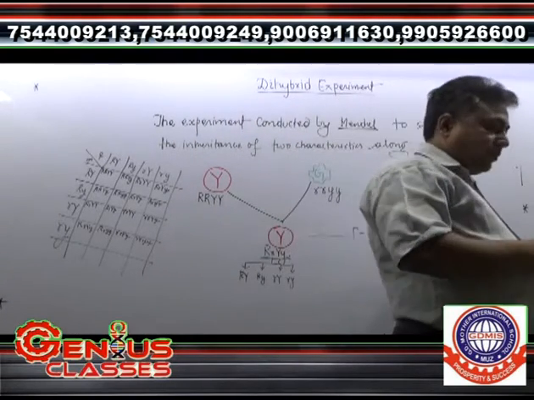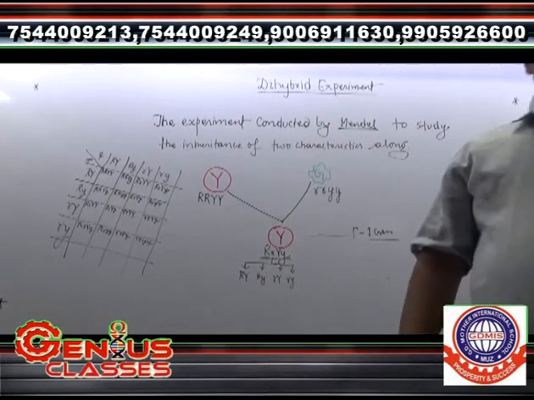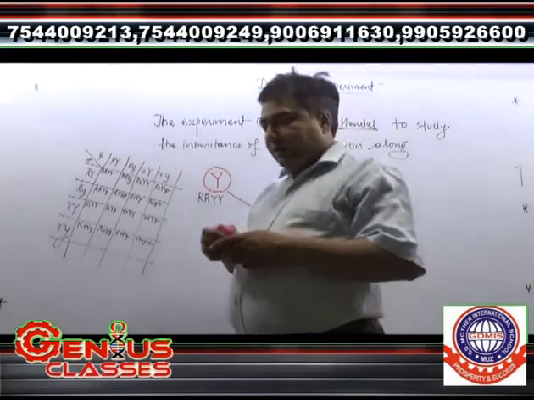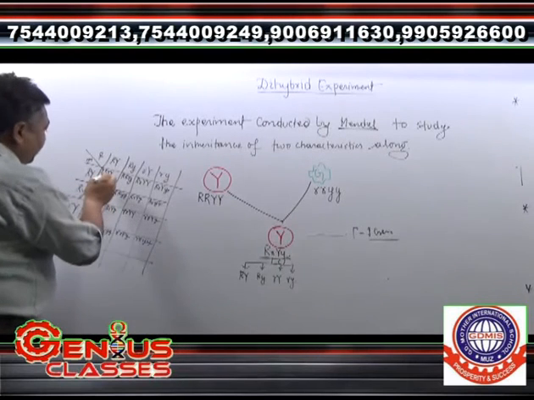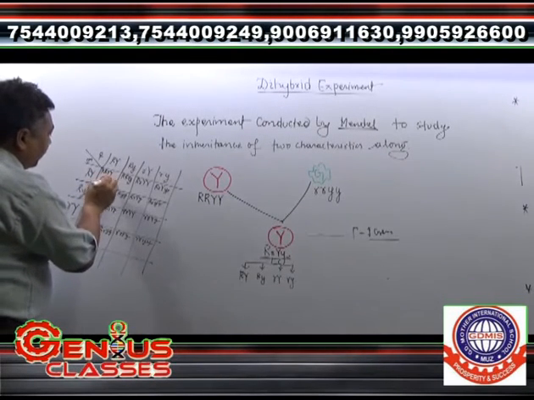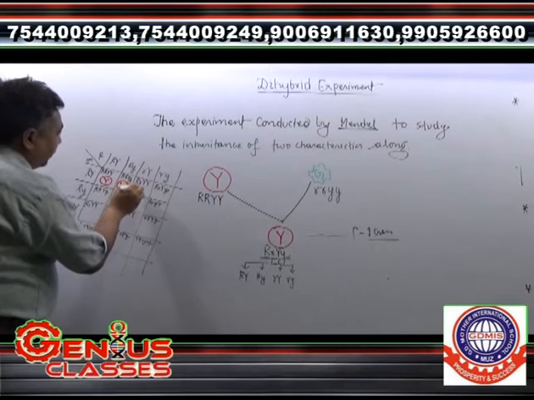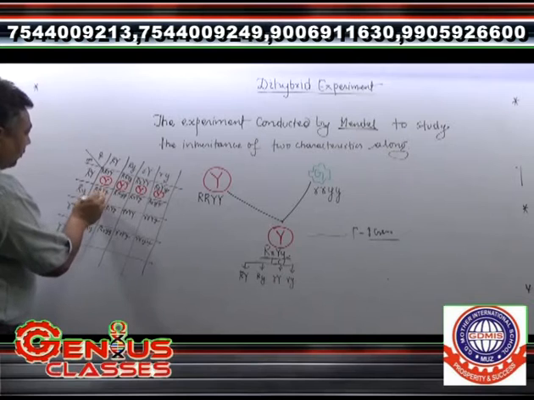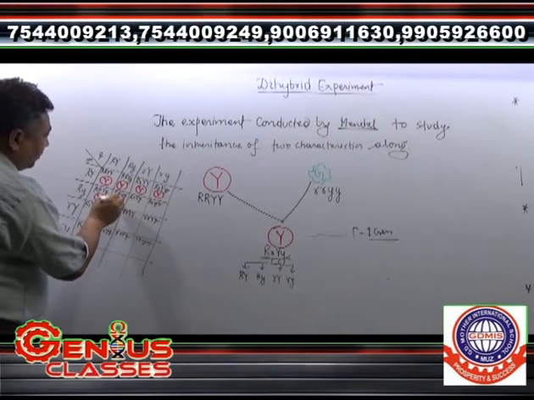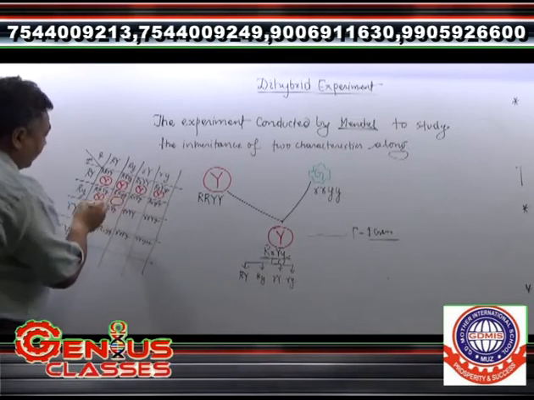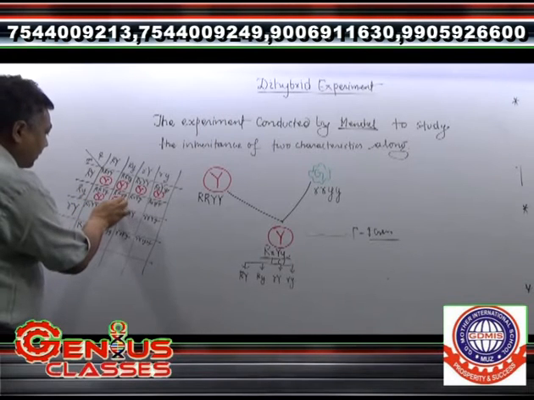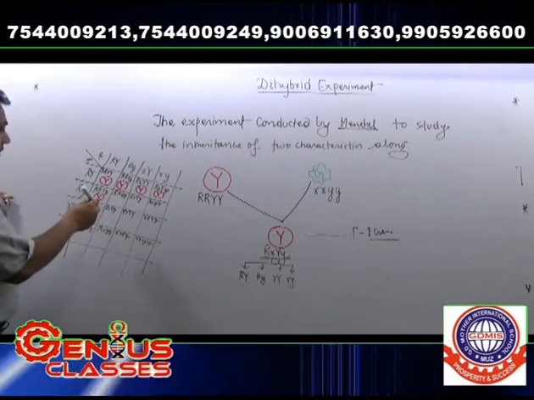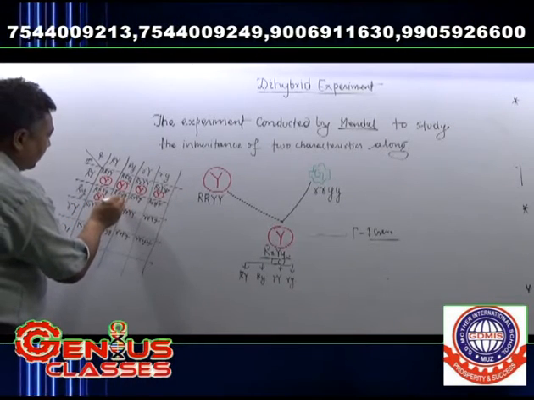So this is the genotype, and the phenotype will be more clear when we present it with color combination. Here the shape will be round, color will be yellow. Round, yellow. Round, yellow. Round, but green. Here the color will be green, round but green.